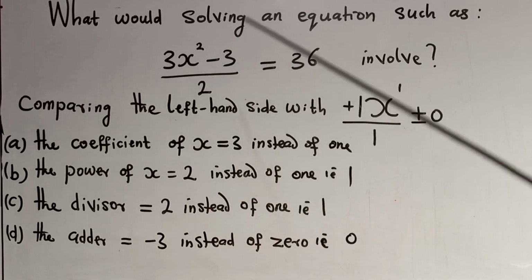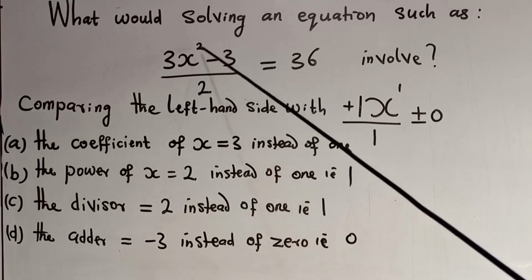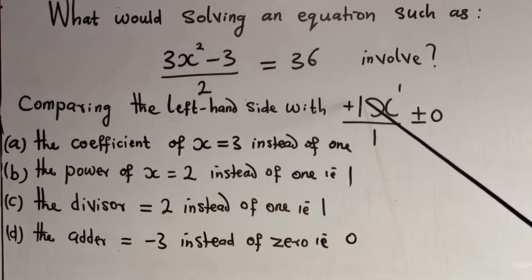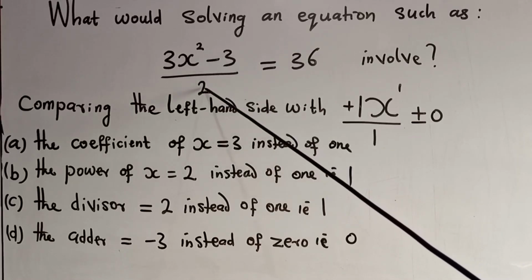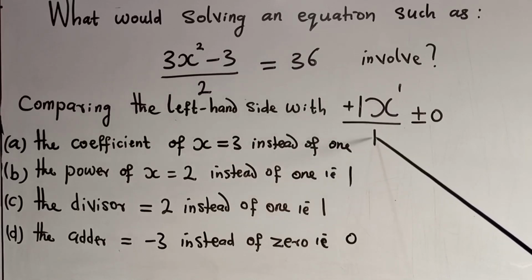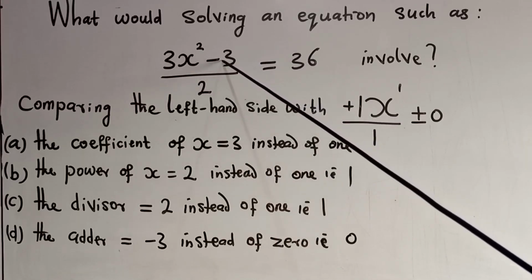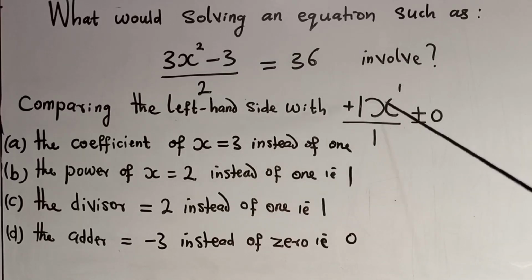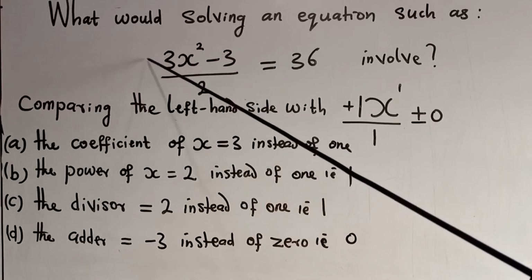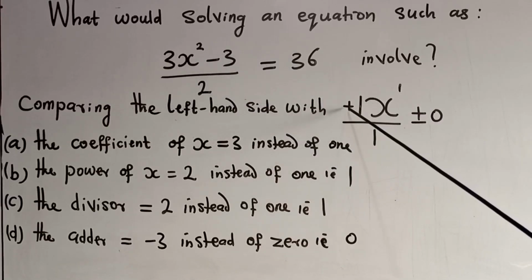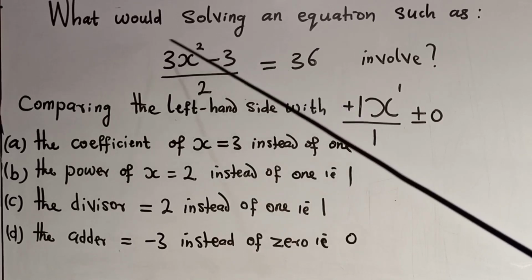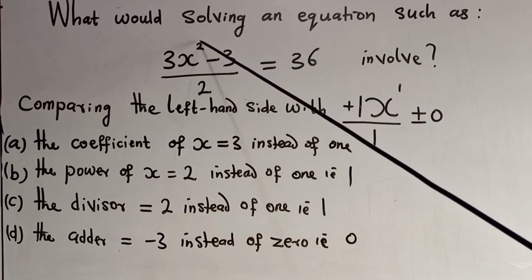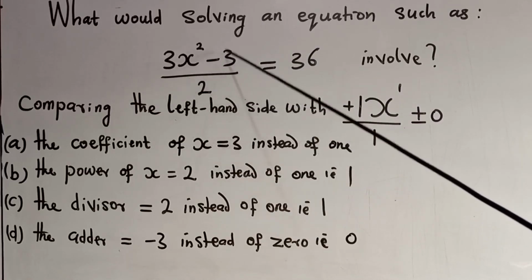Therefore, solving this equation means making this power become 1, making this coefficient become 1, making this 2, which is the divisor, become 1, and making this adder, which is minus 3, become 0. Of course, that is something we have already. What is it? It is already plus. That means we don't have a case with the sign here. The sign it has is the same sign it has here. So we have only how many obstacles? 1, 2, 3, 4 obstacles.